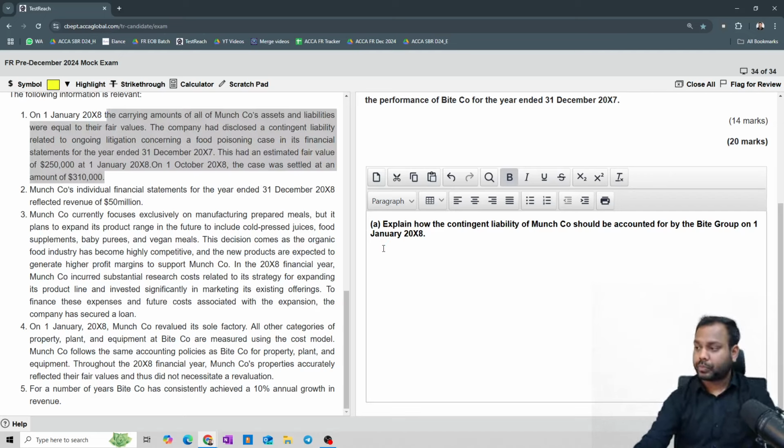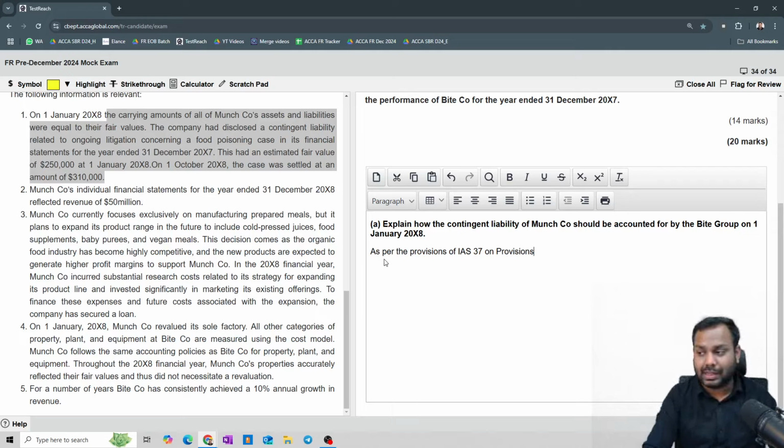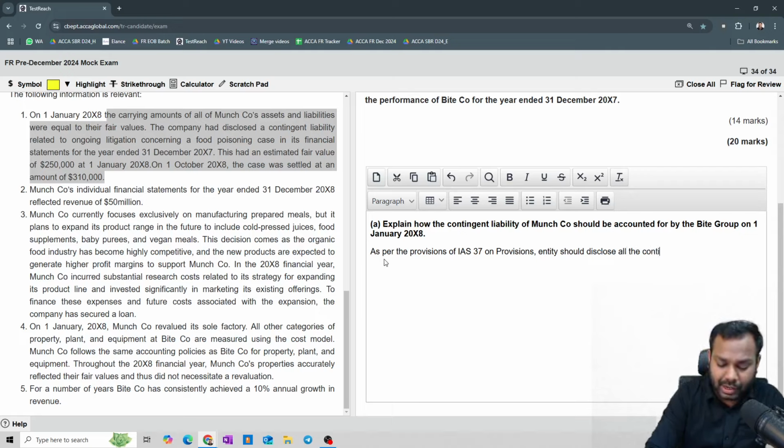Now, understand. So, what will I write here? As per the provisions of IAS 37 on provisions, contingent liabilities and contingent assets, an entity should disclose all the contingent liabilities. Contingent liabilities are not recognized.